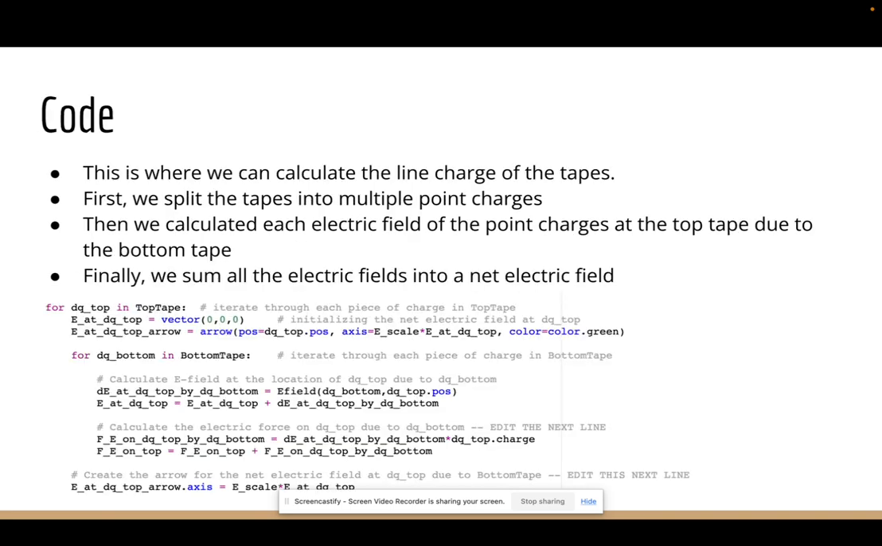And the code on the bottom is explained. This is where we can calculate the line charge of the tapes. First, we split the tapes into multiple point charges. Then we calculate each electrical field of the point charges at the top of the tape due to the bottom of the tape. Finally, we sum all electrical fields into a net electrical field. This is basically what the code is doing.